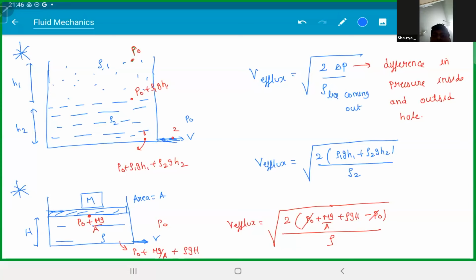So that means if there are 3 or 4 liquids, then also it can be valid. Yes, keep adding. mg by A, if you keep a block on the top, what will the pressure become at the bottom? This is P naught into area, and this is mg. Right, Arish? So P naught is there, plus mg from the top.